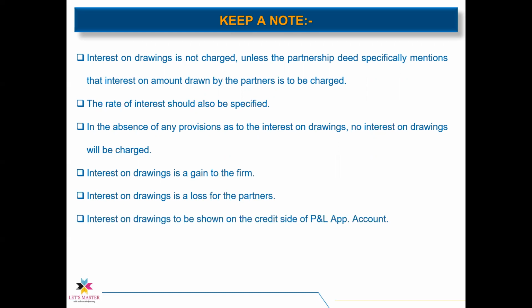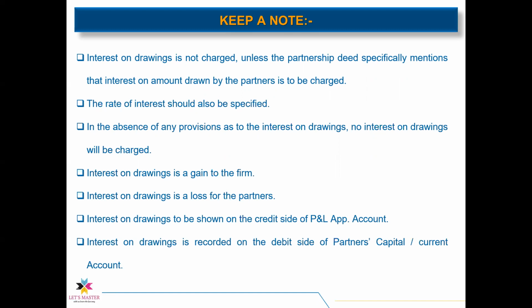And interest on drawings is shown on the credit side of the profit and loss appropriation account. Interest on drawings is recorded on the debit side of the partners' capital or current account, as the case may be. If you are maintaining the partners' capital account using the fixed method of capital, then it will appear in the current account. And if the partners' capital account is maintained using fluctuating capital, then it would be in the partners' capital account.